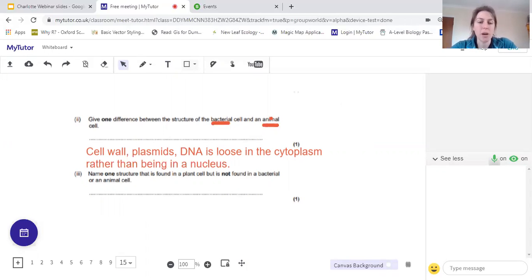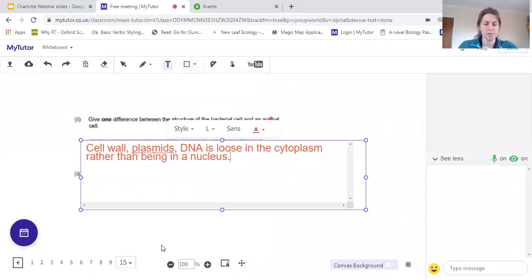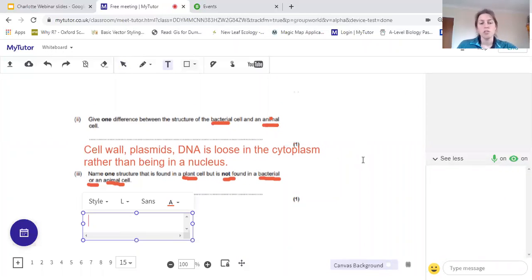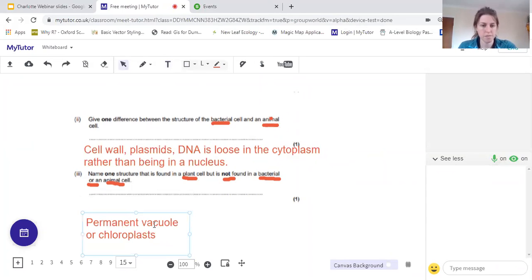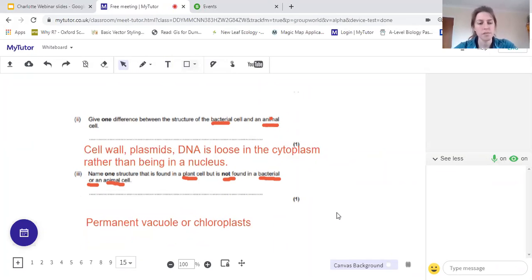And then name one structure that's found in a plant cell but not in a bacterial or an animal cell. Plant cell, not in a bacterial or an animal cell. So, what were those 3 things that we know are in plant cells but not in animal cells? They were chloroplasts, a vacuole, and a cell wall. But we know that bacteria have cell walls. So for this one, you could have permanent vacuole or chloroplasts. You would only need one of any of those. They're 1 mark questions, so you'd only need one.